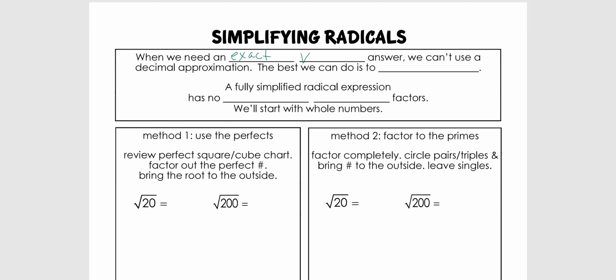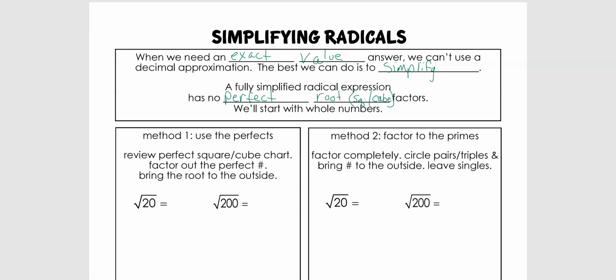When that happens, and our radicand is not a perfect square, perfect cube, perfect fourth root, whatever we're looking at, the best we can do is simplify, right? So it's actually better to know how to do this. A fully simplified radical expression has no perfect root factors, either square or cube are most common. We'll rarely do anything else.